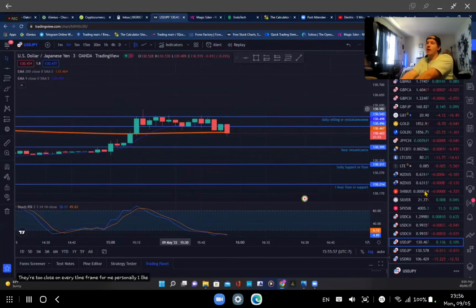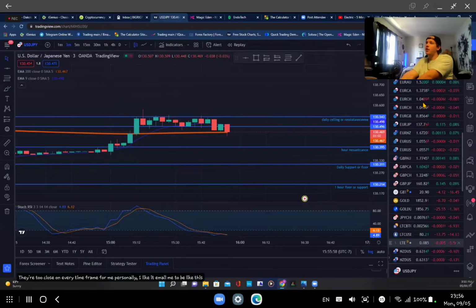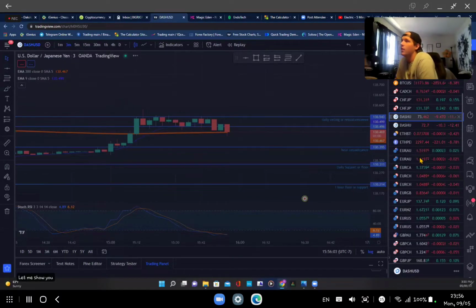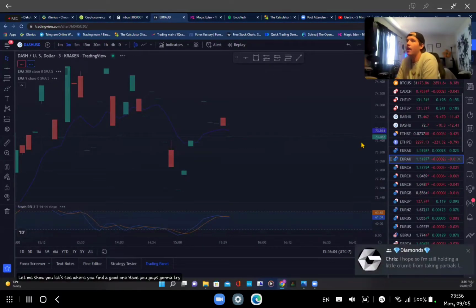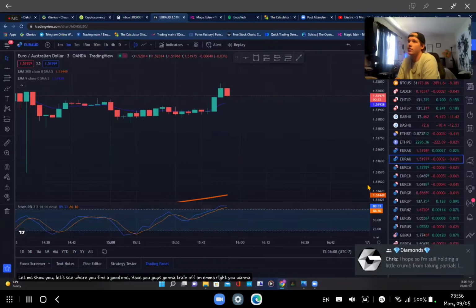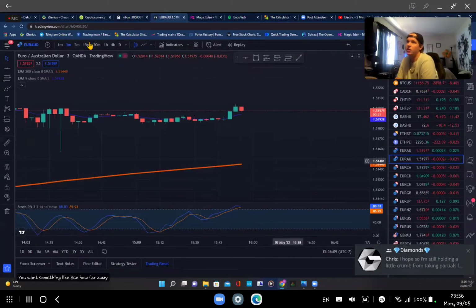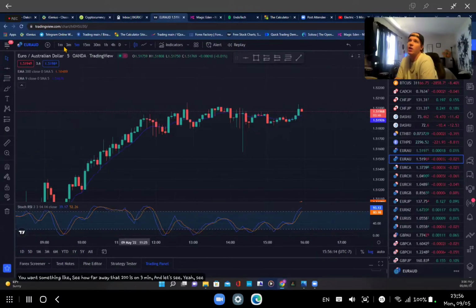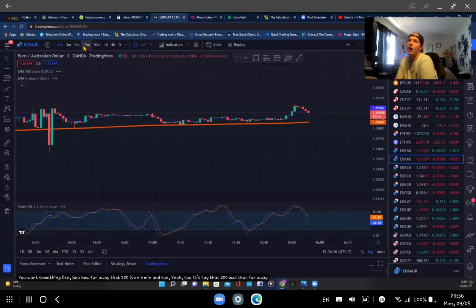I like an EMA to be like this. If you guys are going to trade off the EMAs, let me show you. Let's see if we can find a good one. If you guys are going to trade off an EMA, you want something like, see how far away that 200 is on the 3 minute? See, say that 200 was that far away on all your higher time frames.